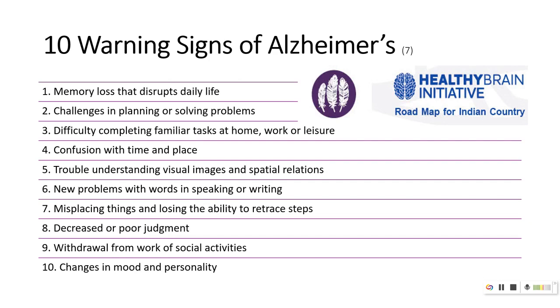Number 9, withdrawal from work or social activities, not wanting to go to favorite events, not being able to follow basketball games or keep up with what's happening in the basketball game or the social event. Starting to see some changes in mood and personality, and we talked a little bit about that. Starting to see some irritability, some suspiciousness, being fearful in common situations that they used to enjoy going to.